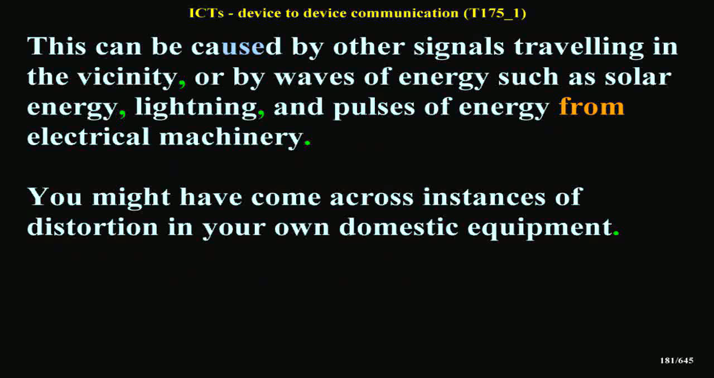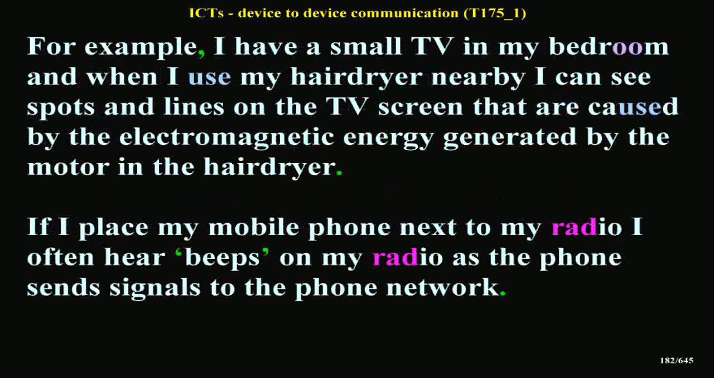You might have come across instances of distortion in your own domestic equipment. For example, I have a small TV in my bedroom, and when I use my hairdryer nearby I can see spots and lines on the TV screen that are caused by the electromagnetic energy generated by the motor in the hairdryer. If I place my mobile phone next to my radio, I often hear beeps on my radio as the phone sends signals to the phone network.